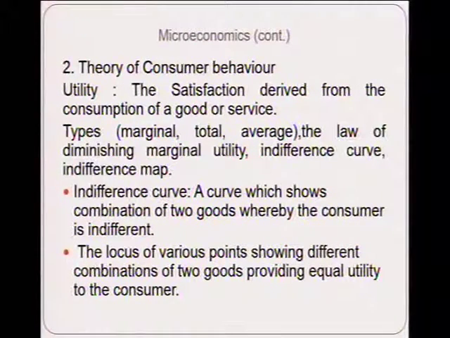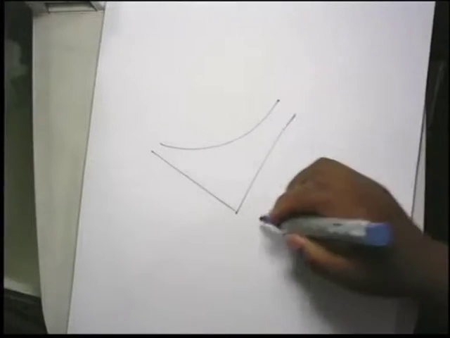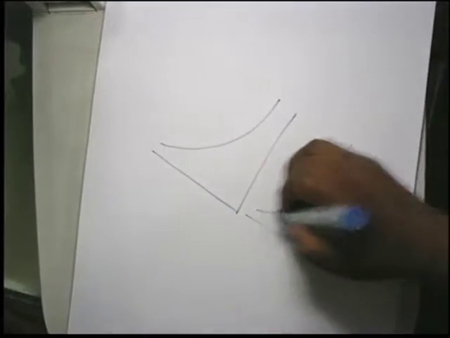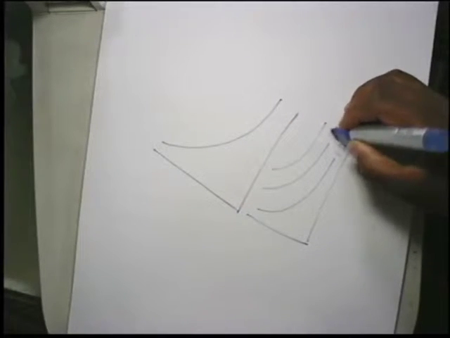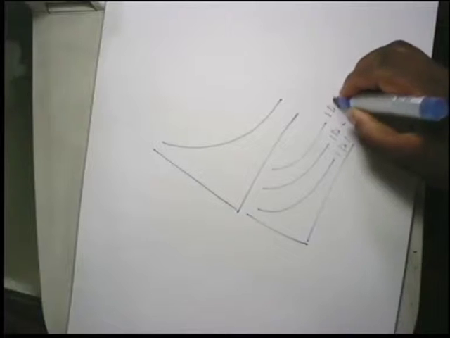Okay, let me start with the indifference curve. What is an indifference curve? An indifference curve is a curve which shows the combination of two goods whereby a consumer is indifferent. An indifference map is a combination of indifference curves. For instance, this is an indifference curve. And if you have a lot of them, this is indifference curve 1, indifference curve 2, indifference curve 3.